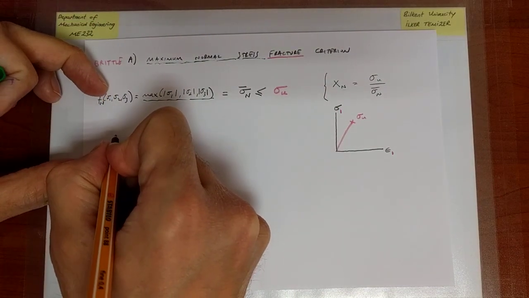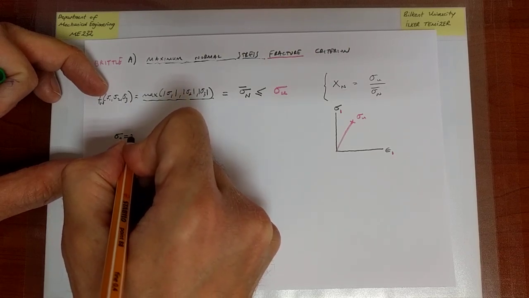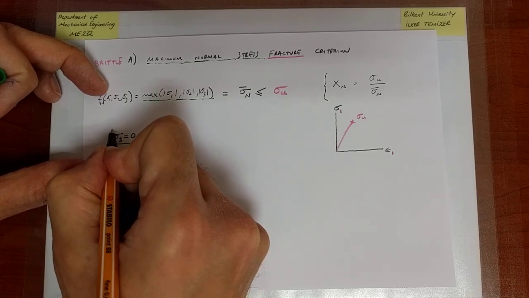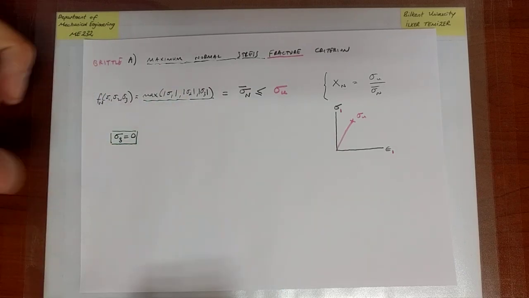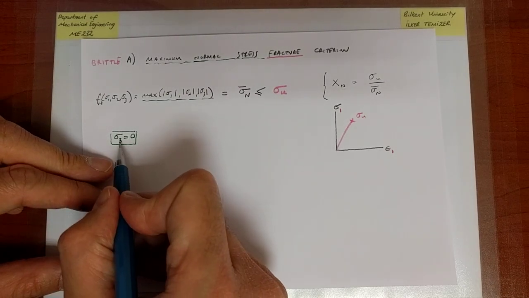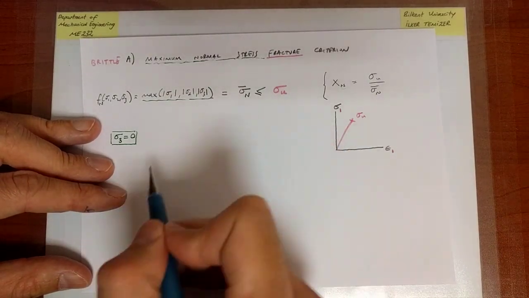So what I will do now is take a very specific case, and let me highlight that it's going to be a state of plane stress. So I'm going to assume that sigma 3 is equal to 0, plane stress with respect to the principal loading directions. Therefore, there are only sigma 1 and sigma 2 that could possibly cause failure.